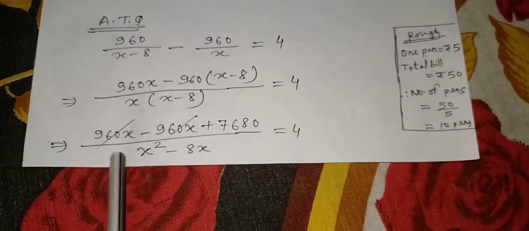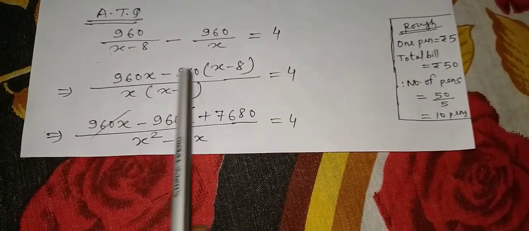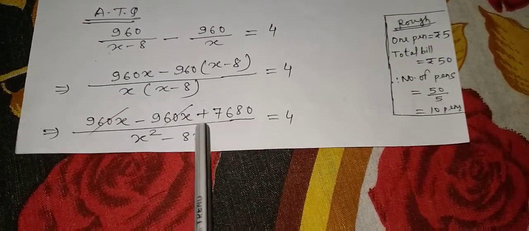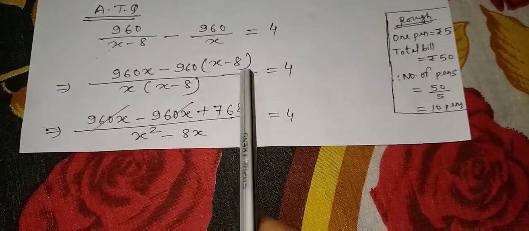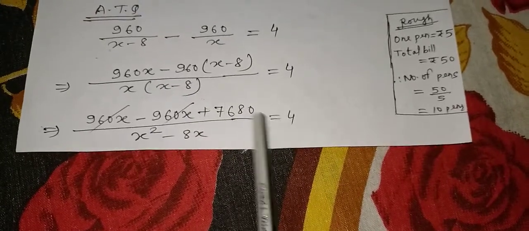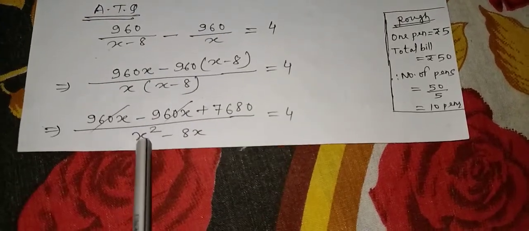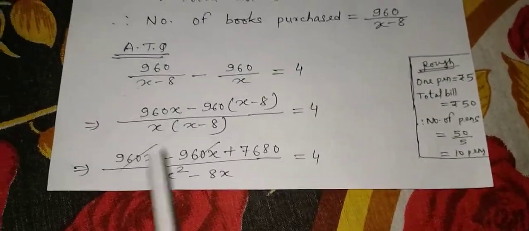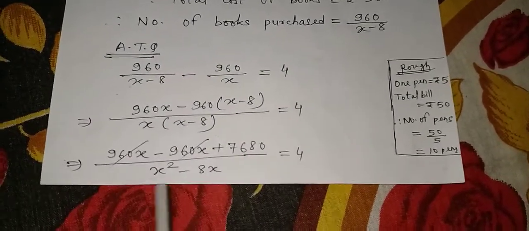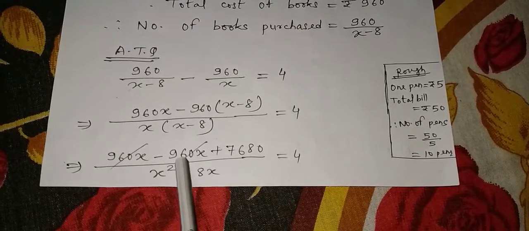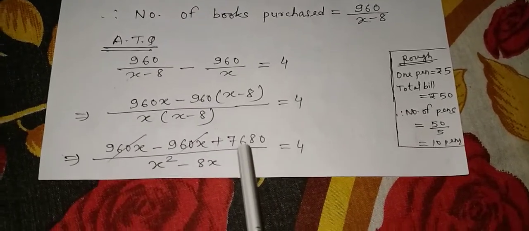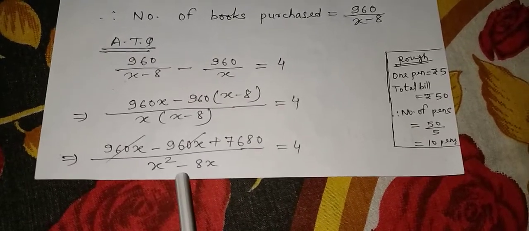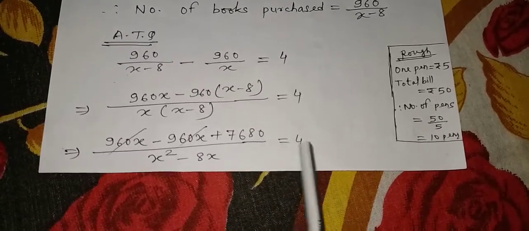Now 960 into x is 960x, minus into minus is plus, and 960 into 8 is 7680. And the lower part, x into x is x square, x into 8 is minus 8x, equal to 4. Now plus minus same number, 960x minus 960x got cancelled. So what remains now? 7680 by x square minus 8x equals 4.